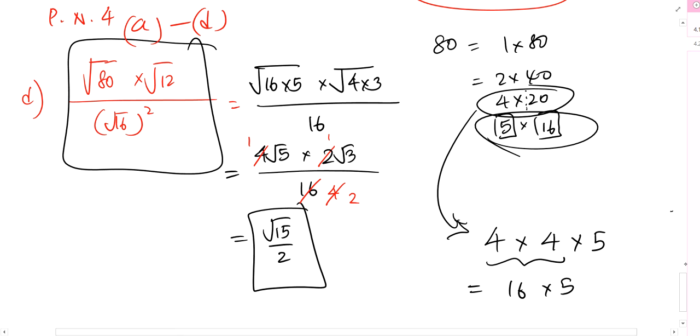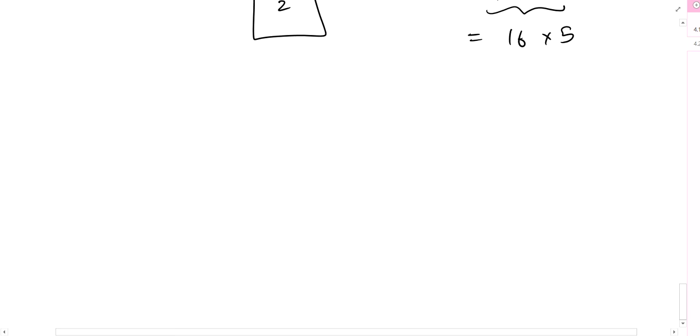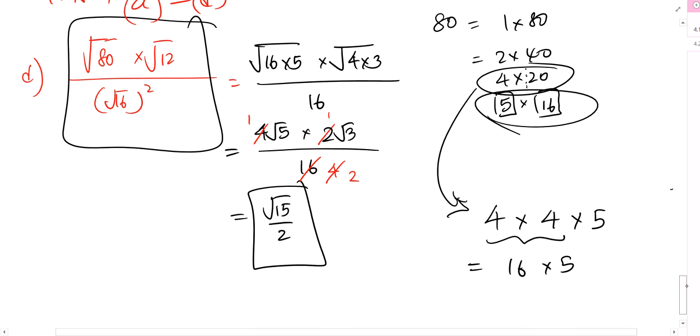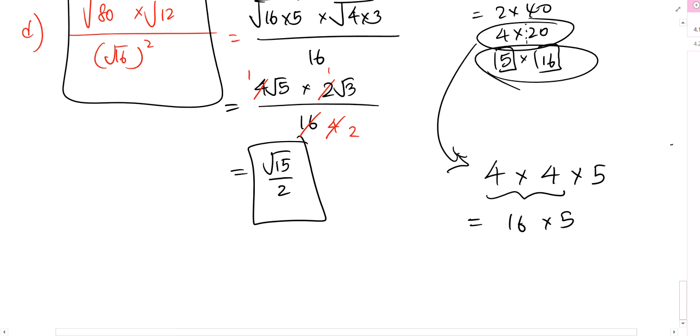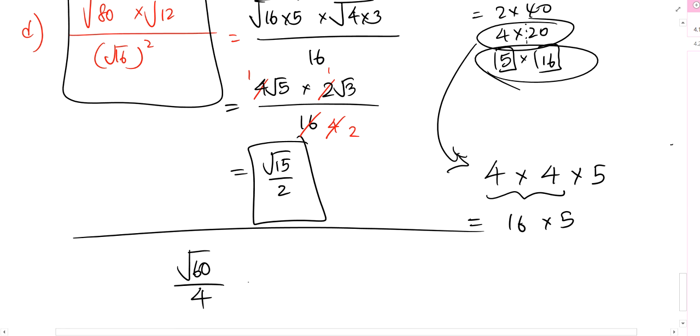Okay, I just want to show you a few more examples. 16 over 4, 60 over 4. So your answer is square root 60 divided by 4 like this. Square root 60 is, okay, a surd, but I can simplify.